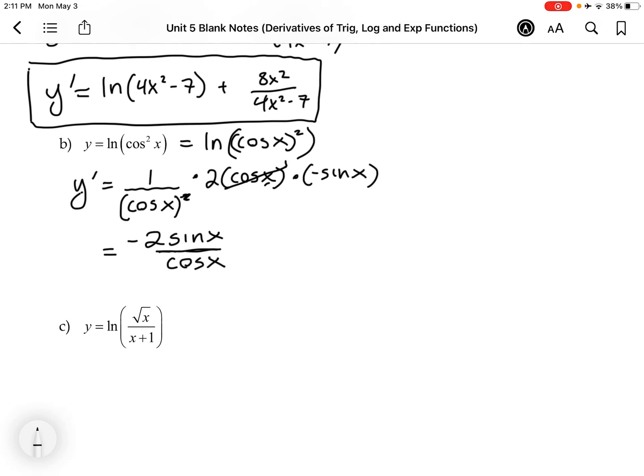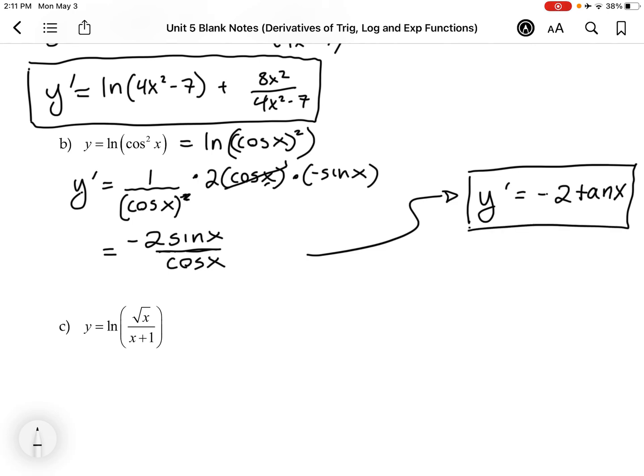And remember, sine x over cosine x is tangent x. So we're going to end up with y prime equals negative 2 tan x. And that is our derivative.